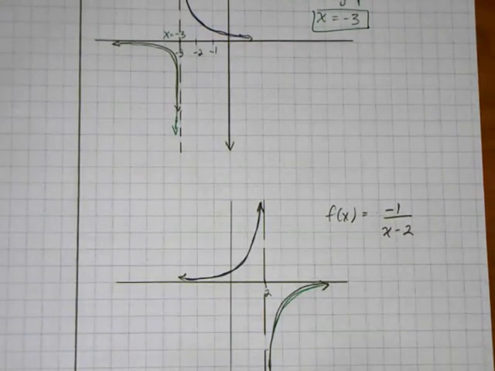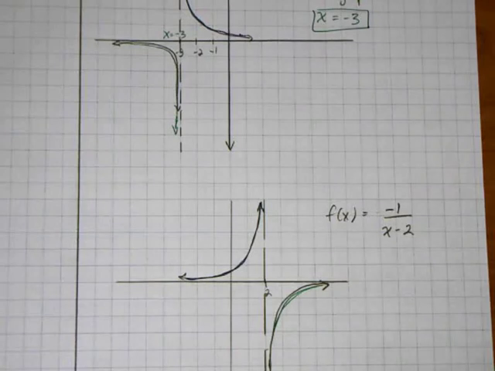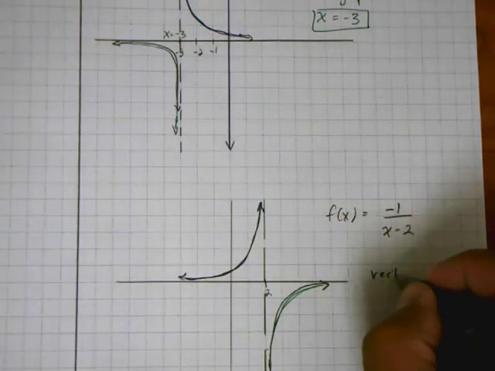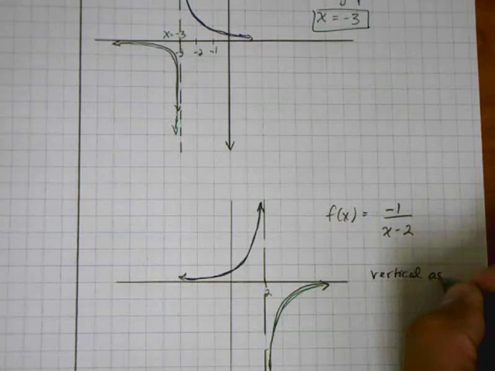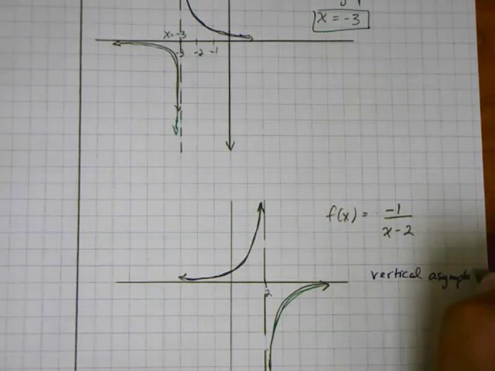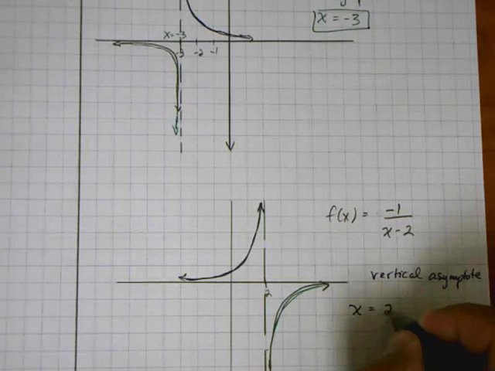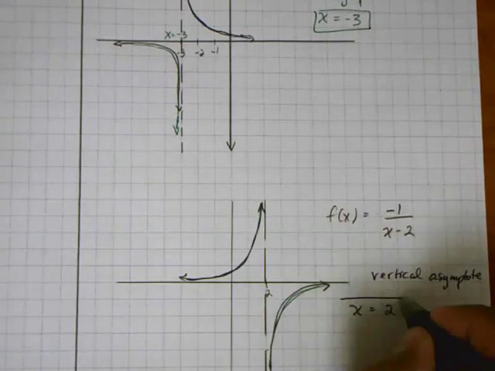Pause the video and see if you can figure out what the vertical asymptote is for this one. So the vertical asymptote in this case is x equals +2. That's this vertical line.